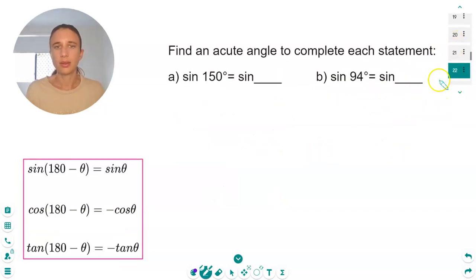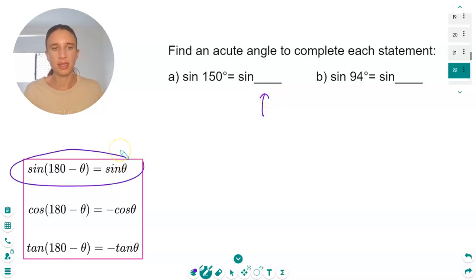Okay. Acute angle to complete each statement below, you're just going to subtract from 180. Let's just do it like that. You're using that, but it's just quite a confusing formula, isn't it? So 180 take 150 is 30. All right. Sine 94 is sine something. Well, we just take away 94 from 180, 86, and they're both positive signs.